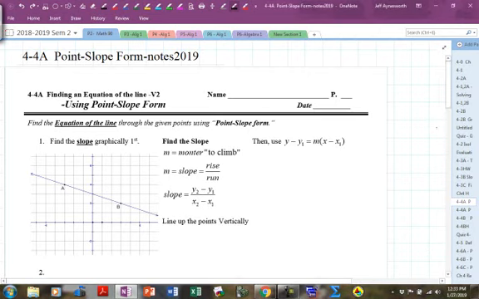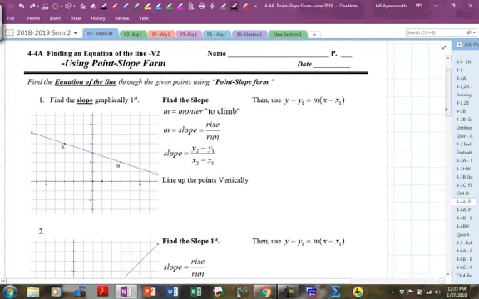All right, everybody, this is Mr. Ainsworth. We're going to get into a lesson on how to use what's called point-slope form. Yes, I said point-slope form. How do you find the equation given a couple points using what's called point-slope form?